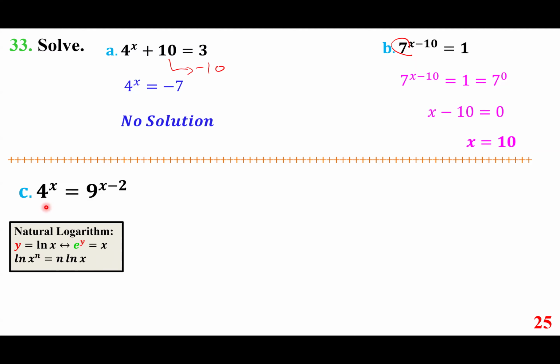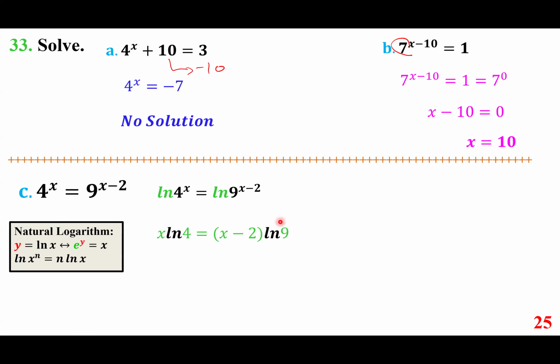So if I take the natural log of both sides, then x becomes the coefficient. That's what we are talking about with this one. So this is one of the properties. x times ln 4 equals (x minus 2) times ln 9. What's important for everybody to know, ln 4 is a number. It's not missing. So is ln 9. But we keep it as ln 4, we keep it as ln 9 because we want them exact.